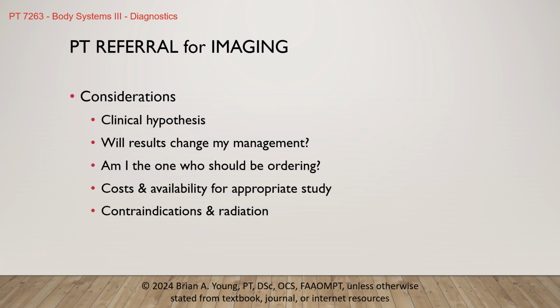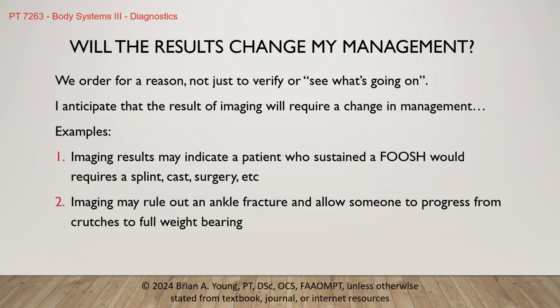What's the cost and availability of the appropriate study, and what are contraindications and risks to the patient, such as radiation risk? So how could results from imaging change my management? And again, we're not ordering just to see what's going on or just to confirm that, okay, it's an ankle sprain, it's not a fracture, just to rule it out. They don't meet the Ottawa rules or anything like that. But what are ways that it could change my management?